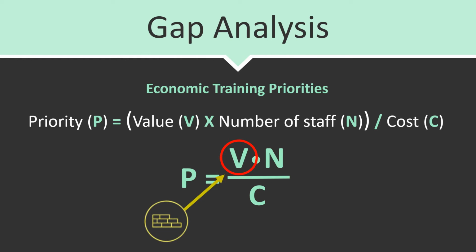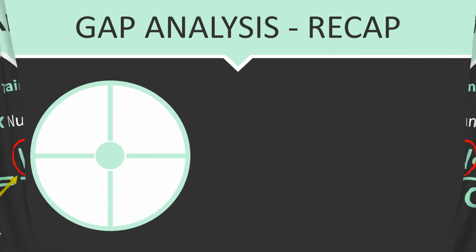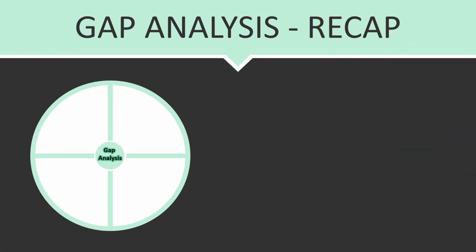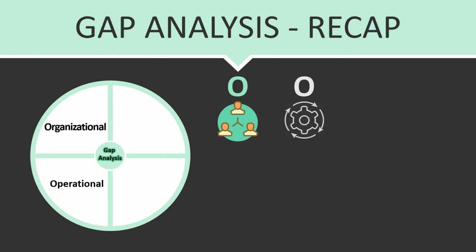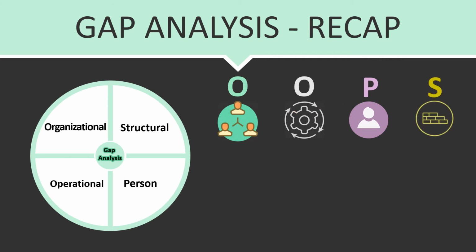Okay, well, that is the basics on gap analysis. Let's recap what we've learned. So, there are 4 areas we need to look at to conduct a gap analysis. The first is the organizational analysis. The second is the operational analysis. Third, the person analysis. And finally, the structural analysis. Remember, you can use the acronym OOPS to help you remember these 4 areas.